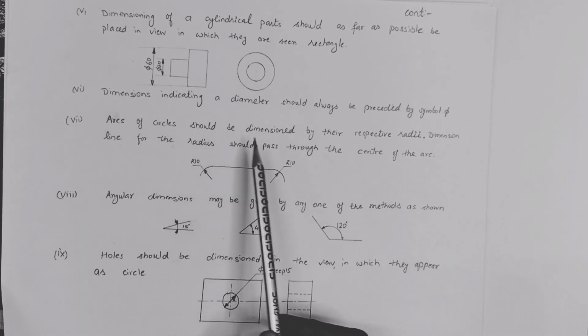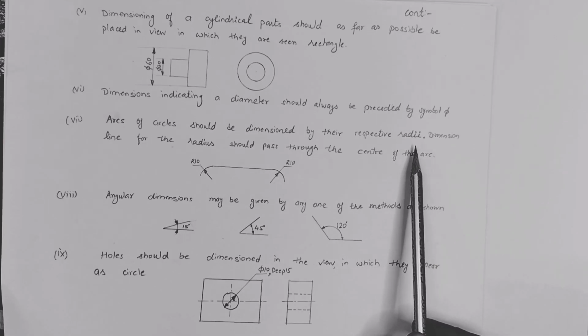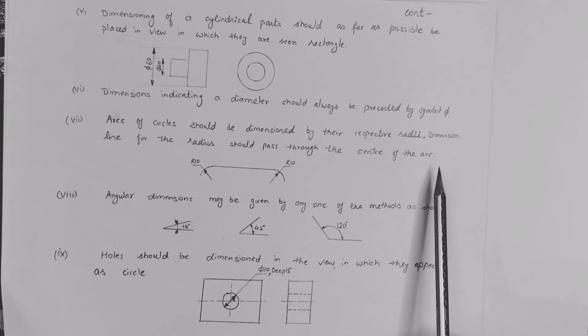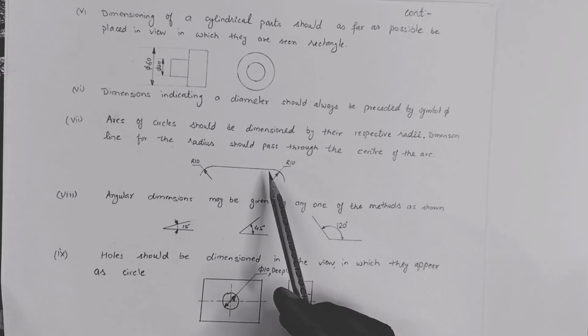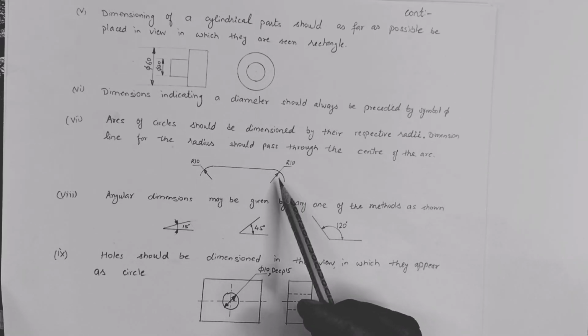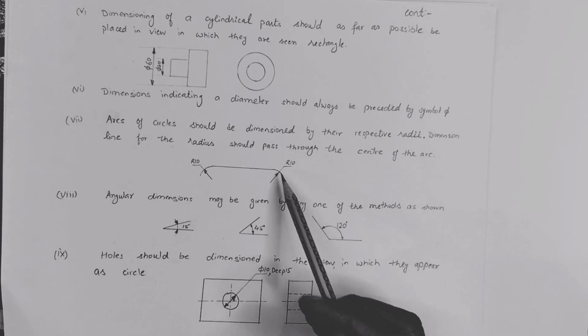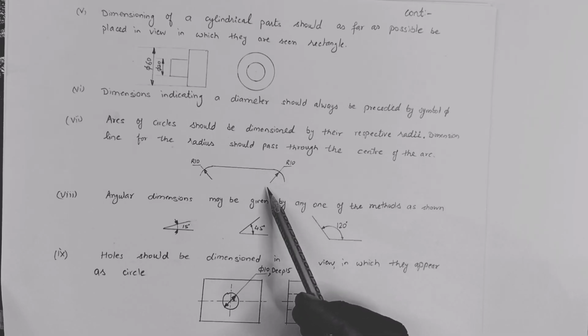Arc of the circle should be dimensioned by their respective radii. Dimension line for the radius should pass through the center of the arc. So as you can see here is an arc. So we have mentioned this one as radius. So here the radius of the arc is 10. So it is passing through the center of the arc.